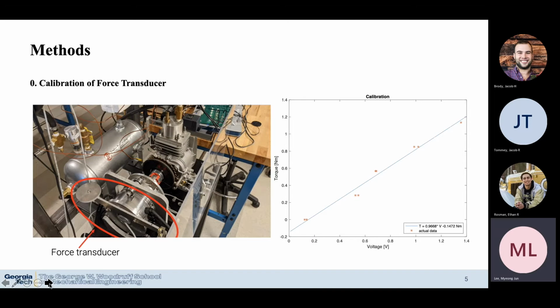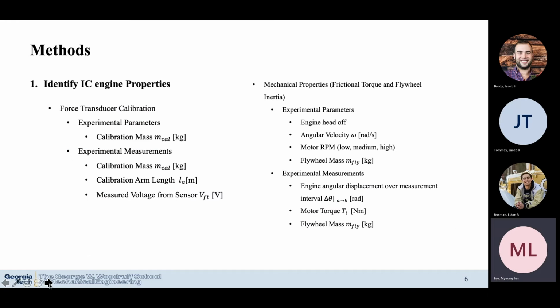The force transducers are calibrated for every round of the rep. This is done by adding weight on the transducer and taking it off again while measuring the voltage and the torque on the transducer. The voltage is used as an input and the torque is used as an output to calibrate it. In order to identify the IC engine, the team had to either measure or calculate certain properties. These are also done with the force transducer and encoder.